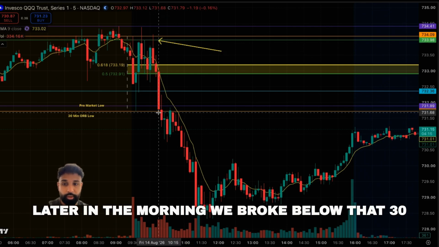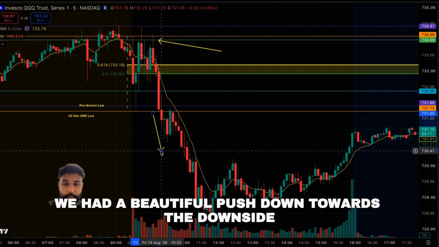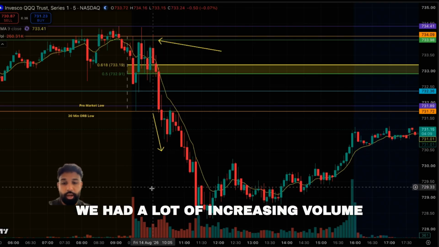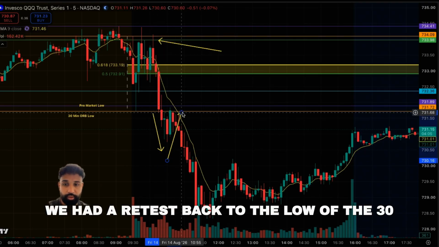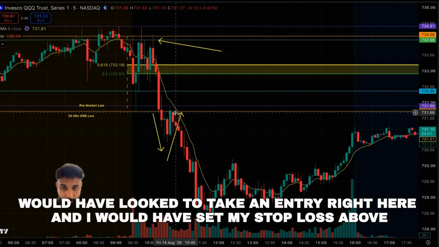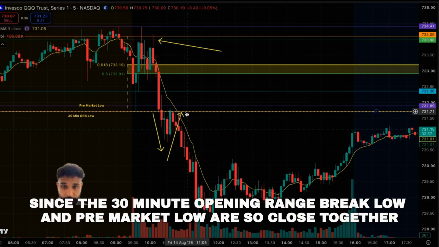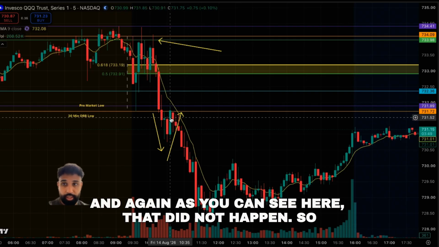We broke below that 30-minute opening range break low right here and the pre-market low. We had a beautiful push down towards the downside. We had a lot of increasing volume. We had a retest back to the low of the 30-minute opening range, and this is where I would have looked to take an entry right here. And I would have set my stop loss above, since the 30-minute opening range break low and pre-market low are so close together. I would have just set my stop loss if we were to push back above pre-market low. And again, as you can see here, that did not happen.